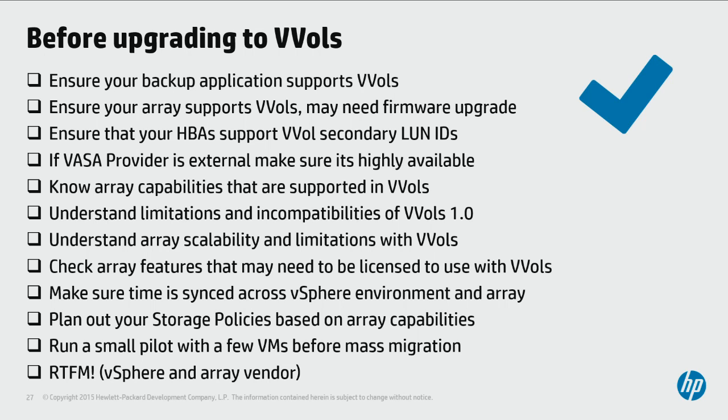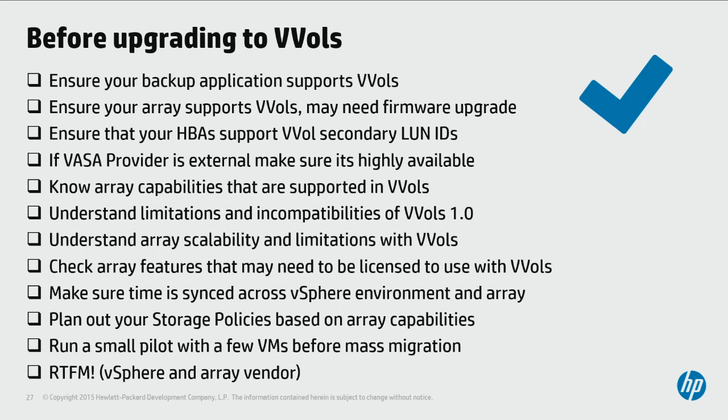Ensure your array supports VVols. You may need that firmware upgrade. Again, hardware compatibility guide to check that. Also, just check with your vendor to see what their support is. Ensure that your HBAs support that VVol secondary LUN ID. If it doesn't, you may have to upgrade specific drivers within ESXi to support that.